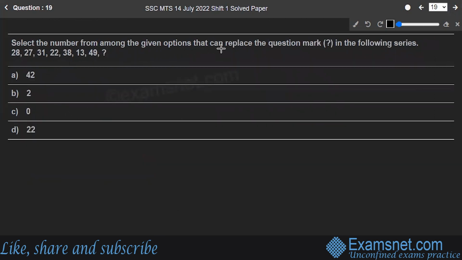Next, question number 19. Select the number from the given options that can replace the question mark in the series. So this is the given series and you have to find out what will replace the question mark over here. Okay, so let's write down first of all the series: 28, 27, 31, 22, 38, 13 and 49.